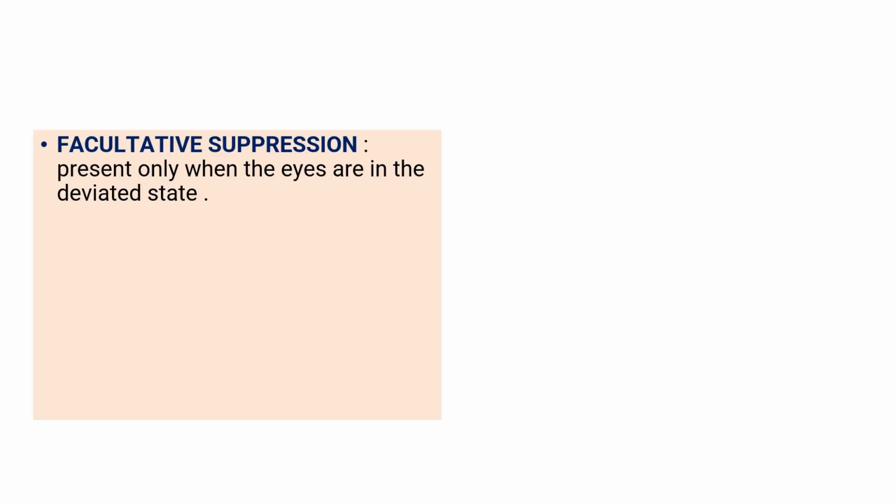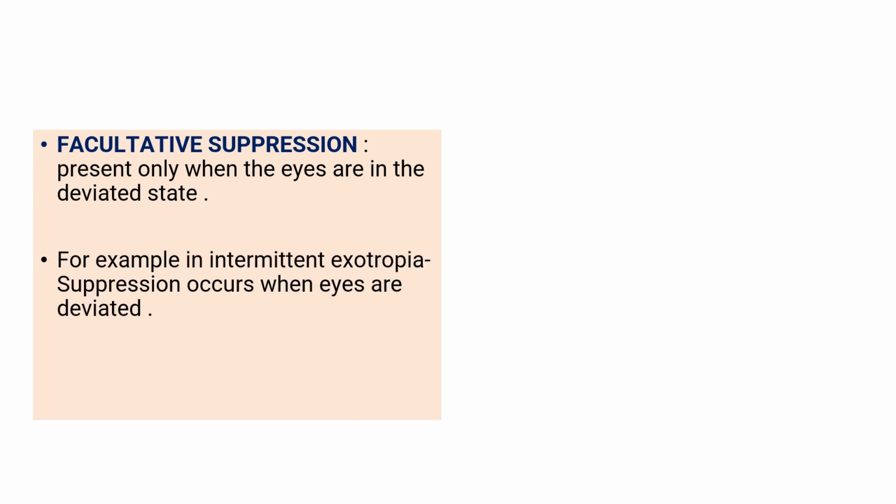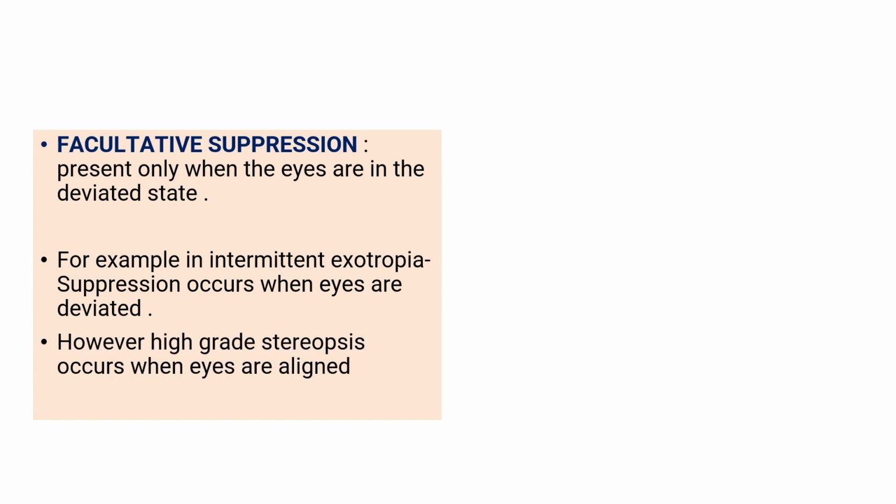Now, apart from that, another term is facultative suppression. Facultative suppression basically means that the suppression is present only when the eyes are in the deviated state. This sometimes happens in deviations which are of intermittent nature. That means these deviations come and go, and as the deviations come and go, the suppression also comes and goes. So it is called facultative suppression, and it only occurs when the eyes are deviated. It is seen in intermittent exotropia. So what happens is that when the eyes are not deviated, the patient is going to enjoy a good amount of stereopsis and binocular single vision.